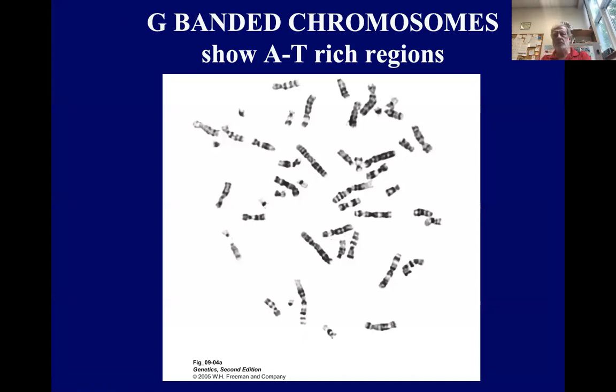And we can stain chromosomes in different ways to match them up and identify them. G-banding is a very important way that shows AT-rich regions in the dark bands. And G comes from Giemsa, which is a type of stain that you use to stain the chromosomes after they've been treated with various chemicals.